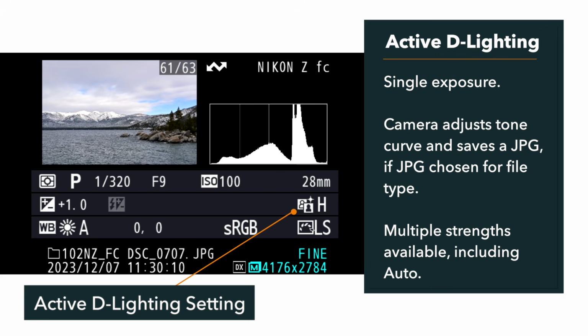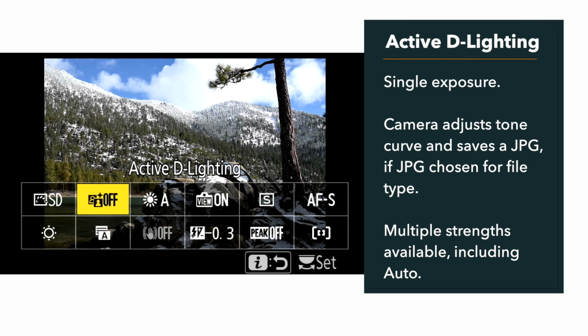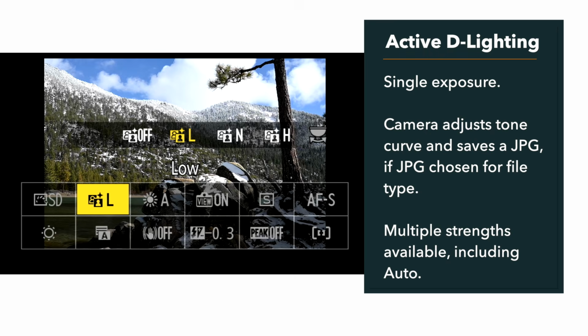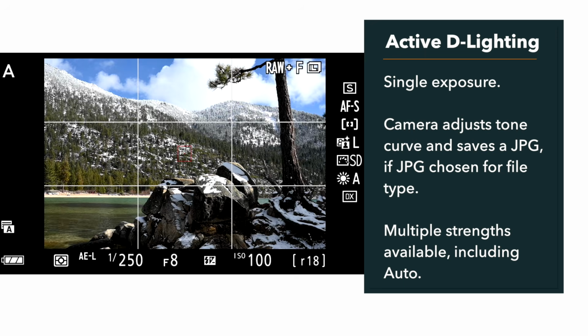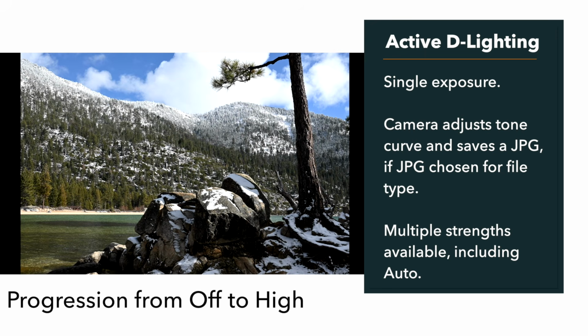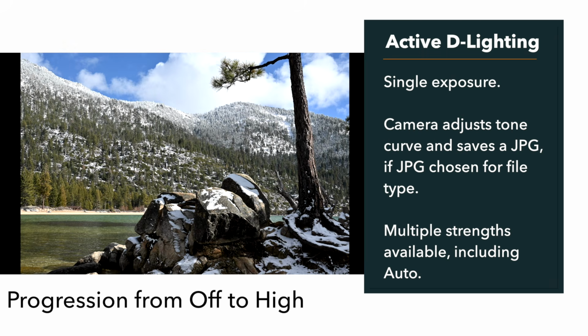Active D-Lighting is good for just everyday shooting where you want to reduce the contrast a little bit. Those tone curve adjustments look natural, especially at the lower settings. It may be just enough highlight and shadow recovery for you to be happy with that file without looking like it was over-processed. It can be very subtle.